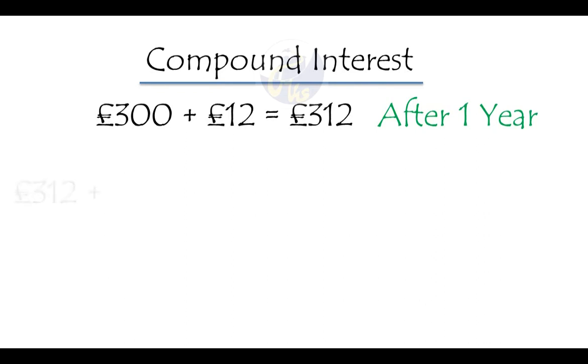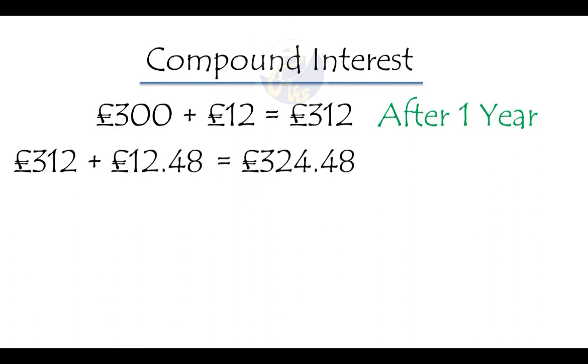But next year, you're going to have your £312 plus 4% of that. So that would work out to be £12.48. You add that on, you've got £324.48. So the amount of interest you've got goes up a little bit more. It's called compound interest because the interest is compounded. It's accumulating on top of itself, because you've got slightly more in your account each time. And so this amount that's added on changes.